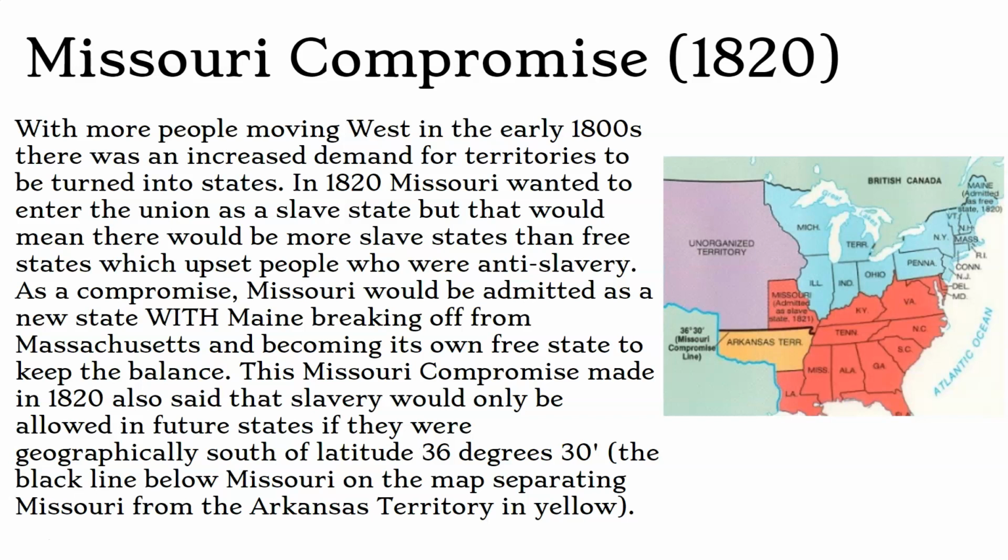This Missouri Compromise, made in 1820, also said that slavery would only be allowed in future states if they were geographically south of latitude 36 degrees 30. The black line below Missouri on the map separating Missouri from the Arkansas Territory in yellow. So the black line that you see here, that means slavery will only be allowed below that line, not counting Missouri. So after Missouri, any new state that wants to have slavery has to be below this line geographically.